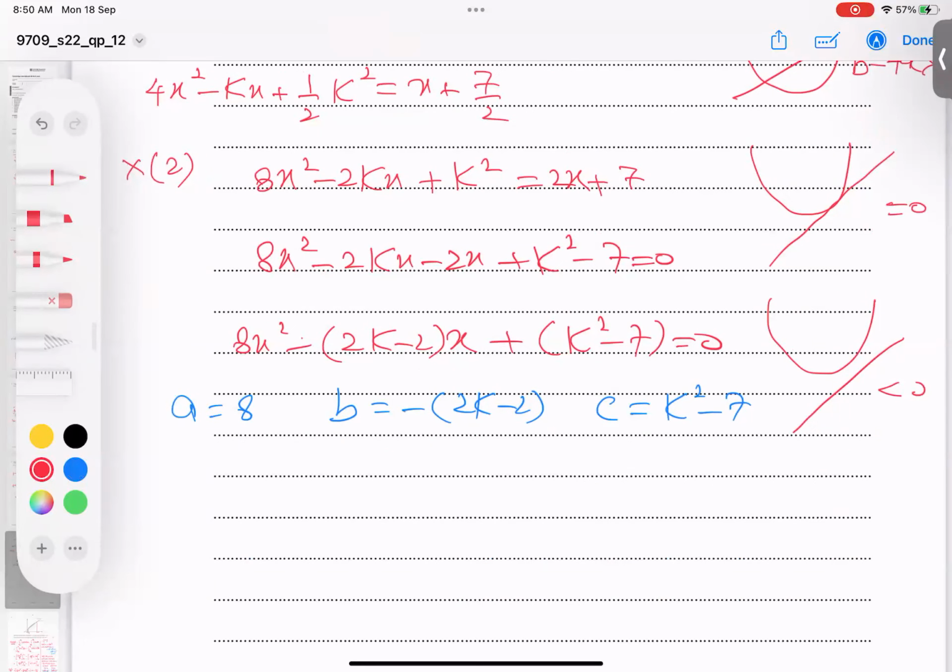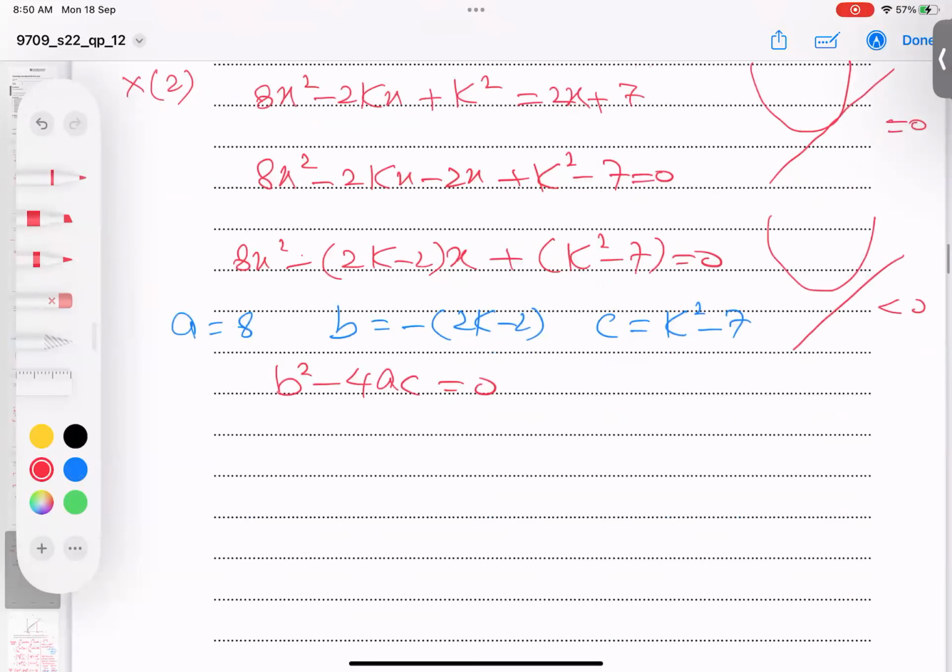Now according to the situation, I will take this one equal to 0. So b square minus 4ac equal to 0. I'm plugging in this: (-2k - 2) whole square. I can write this as minus, or I can write -1, no problem. So -4 times 2a, which is coming from here, 8. And c is coming from here, k to power 2 minus 7 equal to 0.